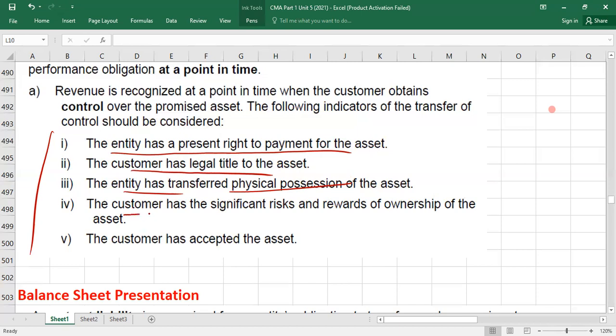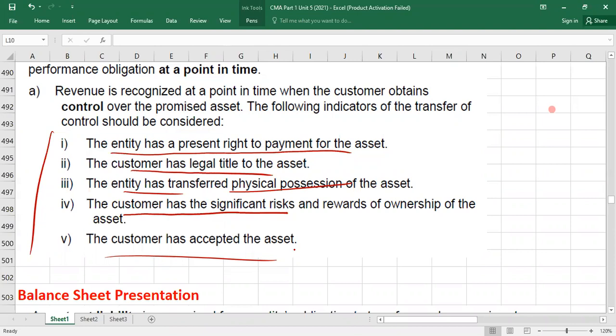Or it could be the customer has significant risks, because the goods are with you now. If anything damages your asset, you are responsible. If there is any appreciation, you will get rewarded. It means the risks and rewards of ownership are also passed. It means control is passed. Last, the customer has accepted the asset. Even if the asset is with you, he told you that it is his responsibility. It means we will assume control is passed. These are the indications.